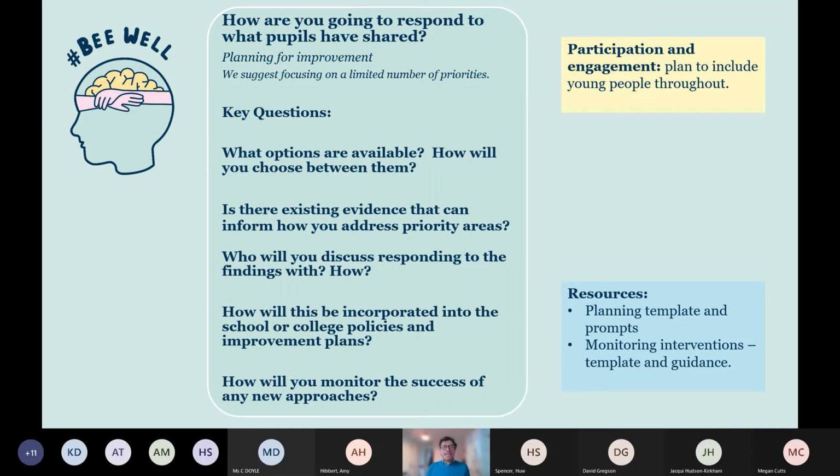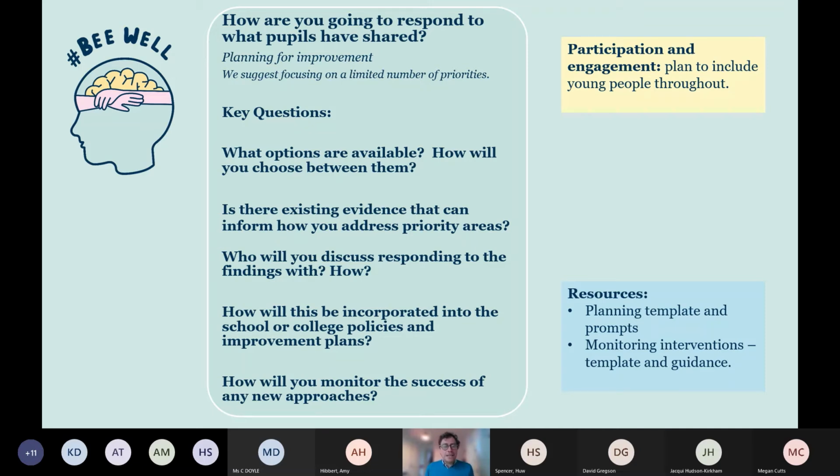Maybe there are particular priority areas where there's quite an established evidence base for what works. The evidence base for support around well-being is developing, but is stronger in some areas than in others. And there are gaps in the research, but there are definitely some areas where there is evidence that these types of activities work. So think about that.